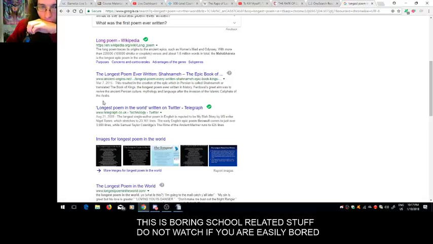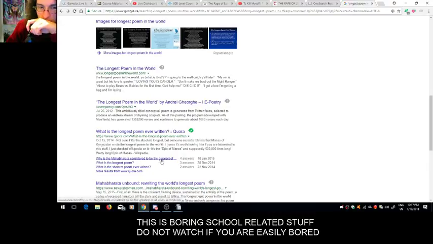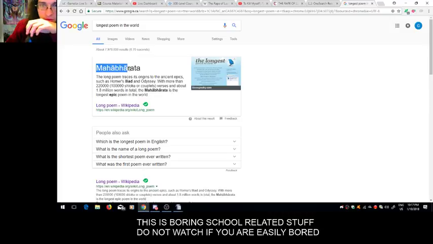Oh my God. Well, the longest poem. This is the longest poem, at least according to it, because it has shlokas, or couplets, 22 verses, lines!